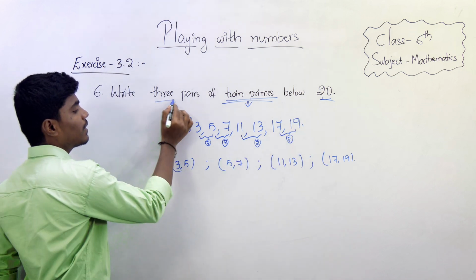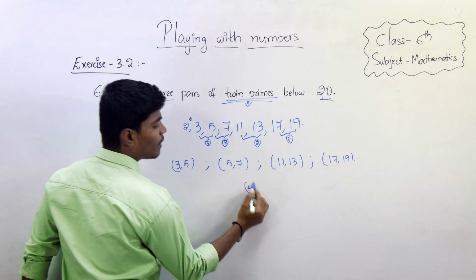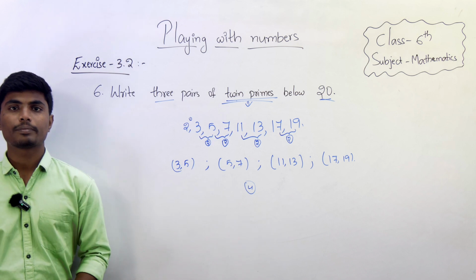Okay, here he asked for 3. We have written 1, 2, 3, 4. We have written 4 twin primes below 20. So this is the solution for the sixth problem.